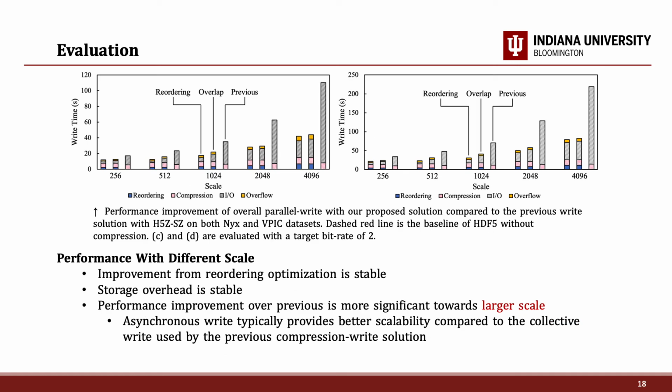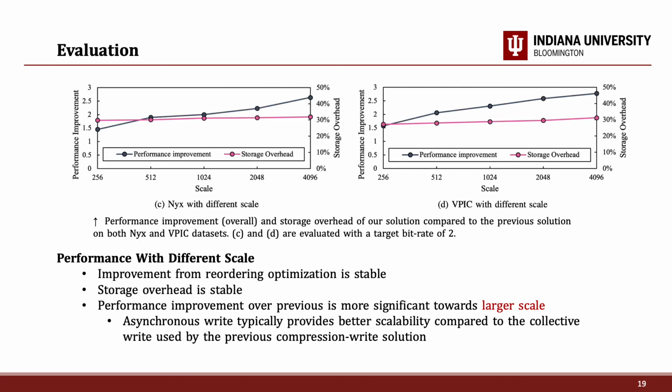And next, we also compare the performance with different scales. So we use the same compression ratio for these tasks and done on both NYX and VPIC datasets, but with different scales. And similarly, we compared our solutions, both reordering and overlapping, to the previous solution. So we find that the improvement from reordering optimization is very stable, and the storage overhead is also very stable in this case. And the performance improvement over previous is more significant towards larger scales. And this is because the asynchronous write typically will provide better scalability compared to the collective write used by the previous compression and write solution.